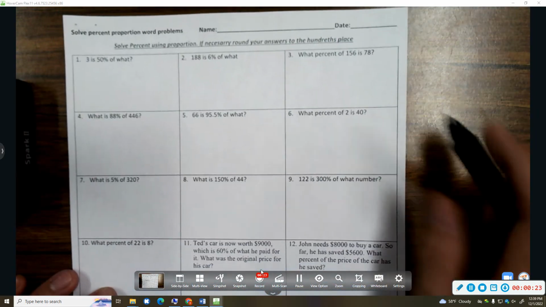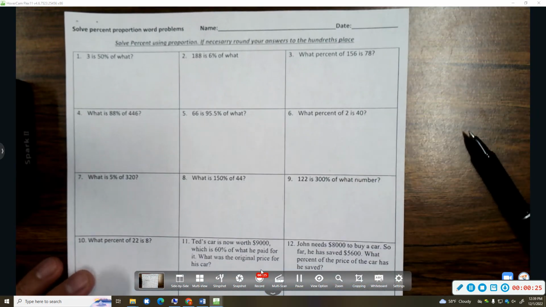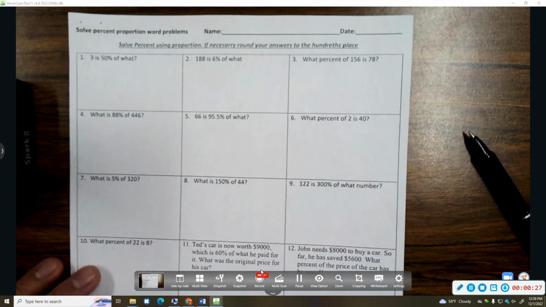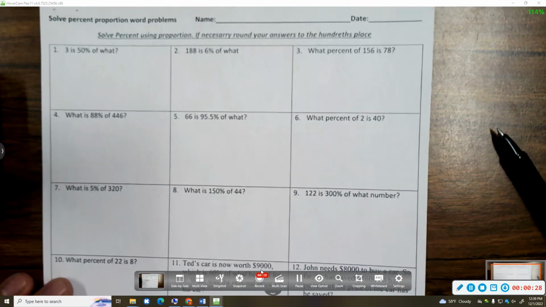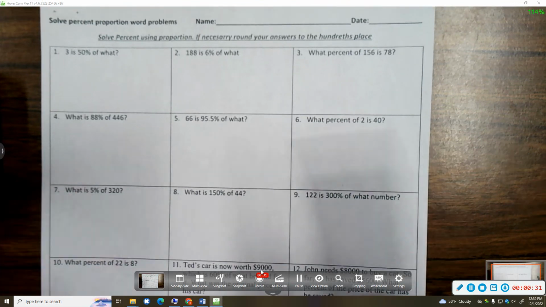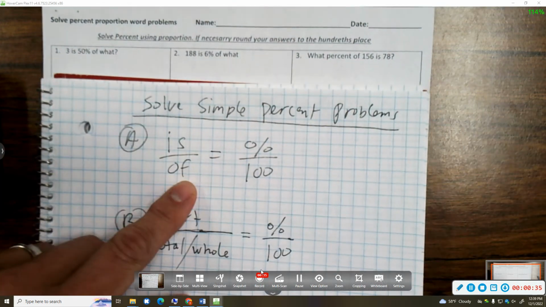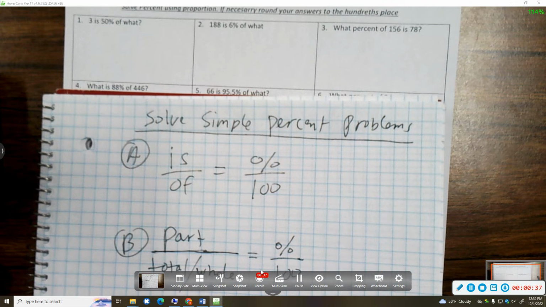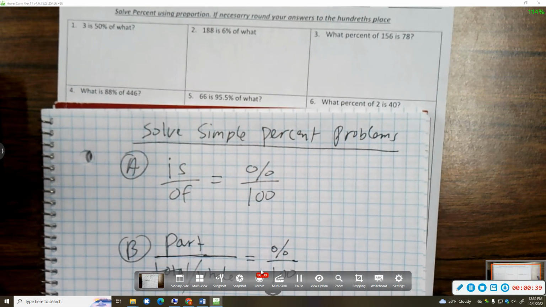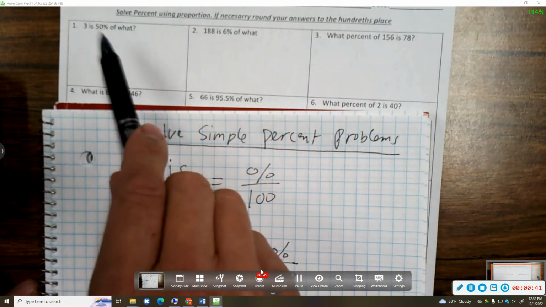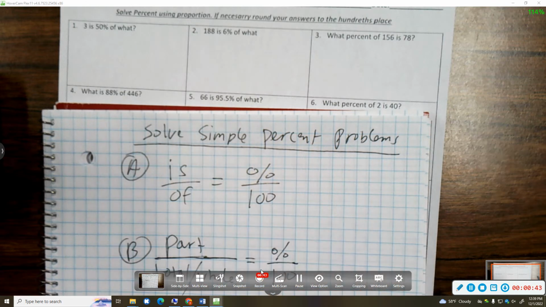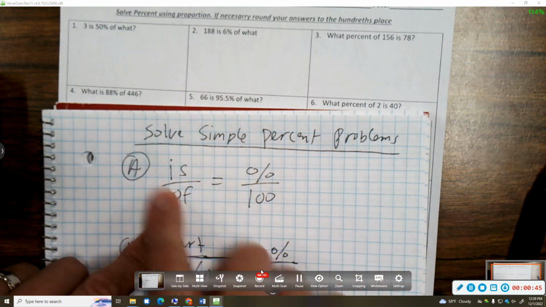Okay, so we're going to start with this one here. I'm going to zoom in, so we're going to do some problems using those formulas. For the first one, if it's not a word problem, we're going to use this first formula here. Let me scoot this up for a second. There you go. Okay, so 3 is 50% of what? We use this one when it's not a word problem.